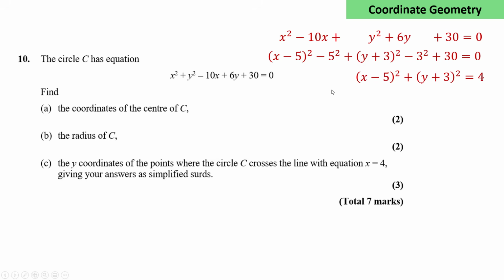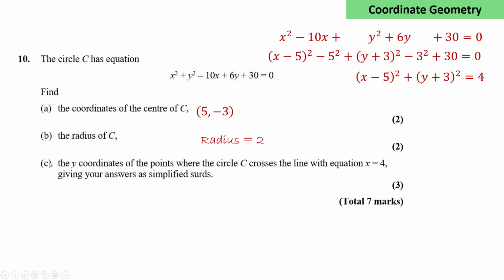We rearrange this equation to get x minus 5 squared plus y plus 3 squared equals 4. This is the radius squared. So the coordinates of the centre will be 5, minus 3. Take care with the signs because it's x minus the x coordinate of the centre of the circle and y minus the y coordinate of the centre of the circle. And the 4 will be the radius squared, so the radius is 2.